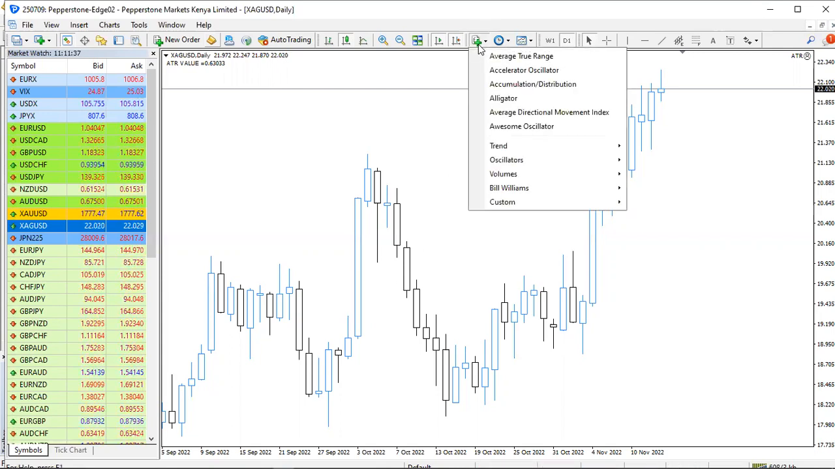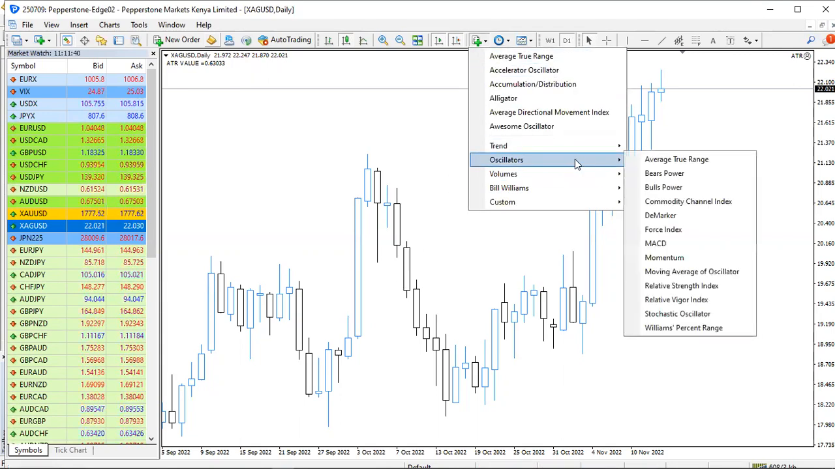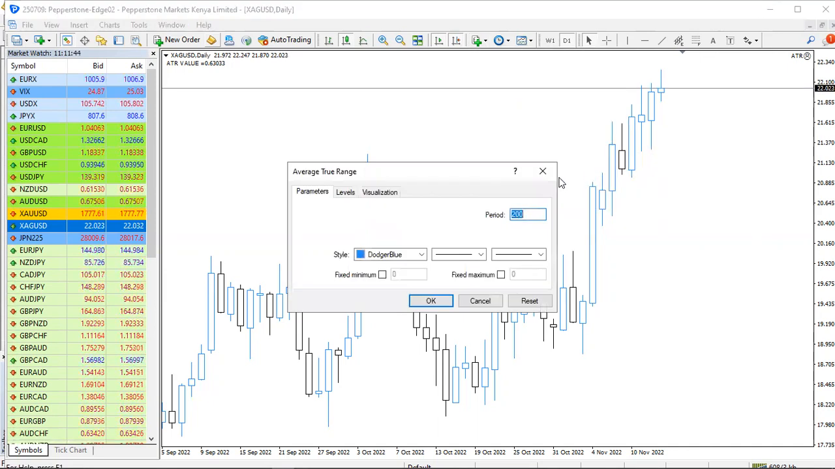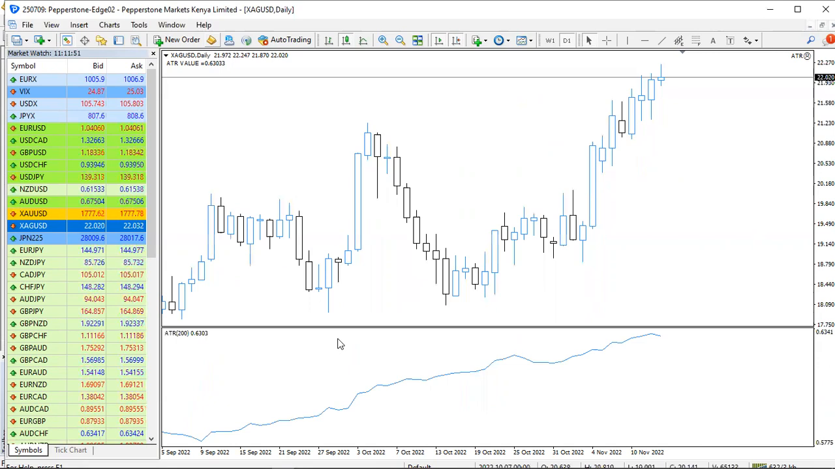First of all, the indicator is always found under the oscillators. It is ATR, this one. You change this from 14 to 200, as simple as that. And by that, you have your ATR.